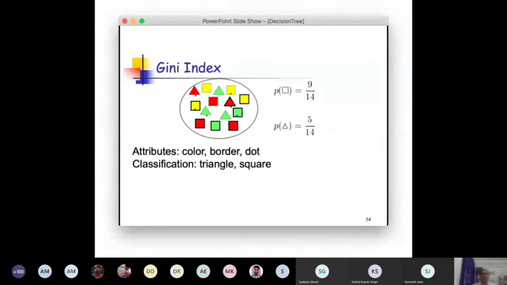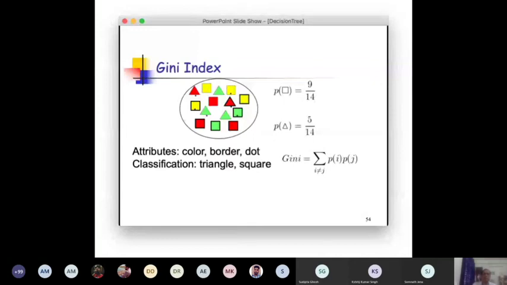Yes, there are 14. And there are 9 squares and 5 triangles. So the probability of squares is 9 by 14, and of triangles is 5 by 14.